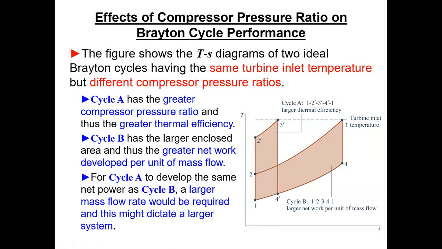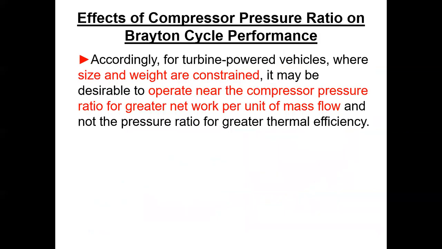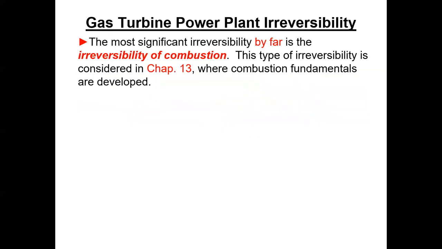So, this last bullet says, for cycle A to develop the same net power as cycle B, you're going to have a larger mass flow rate and a larger system. Okay, but it'll do it more efficiently. And there's a comment here about if you want turbine-powered vehicles where your size and weight constraint, you probably want cycle B, where you get more work, you get more push, even though your efficiency, you may have to buy fuel a little bit more often, but you'll get better performance. And that's just an example.